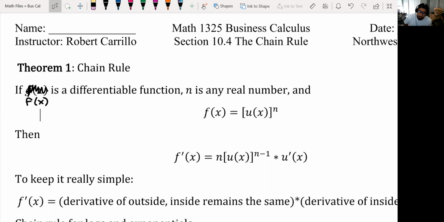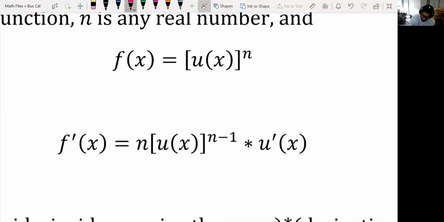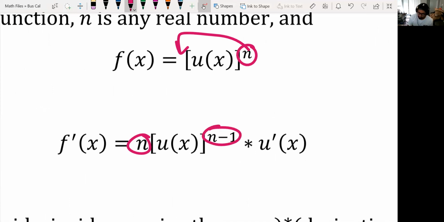Okay, so if f of x is a differentiable function and n is any real number, and we are given f of x equals u of x raised to the n, so a function being raised to the power of n, then what the chain rule says is that this power will come to the front. And just like any normal derivative, you'll take the 1 away. So you have n times u of x to the n minus 1.